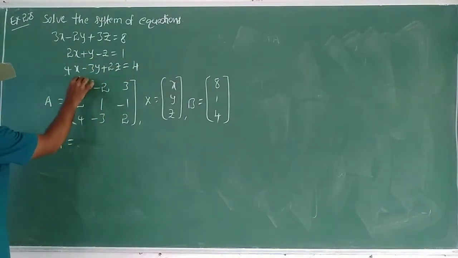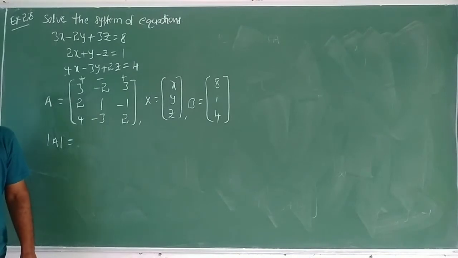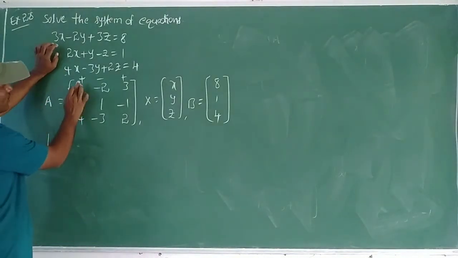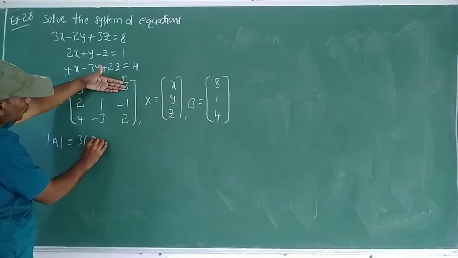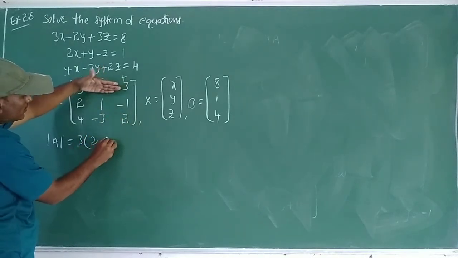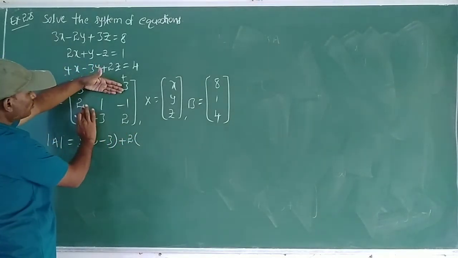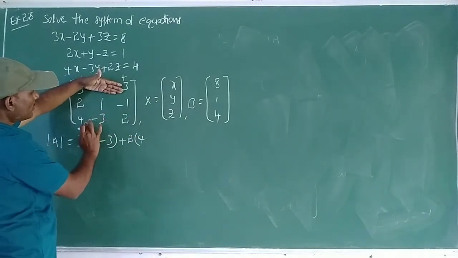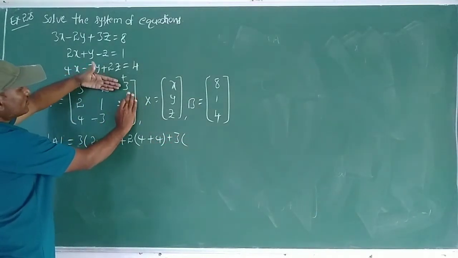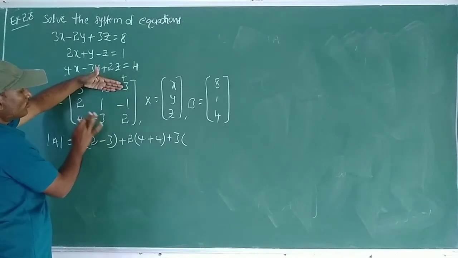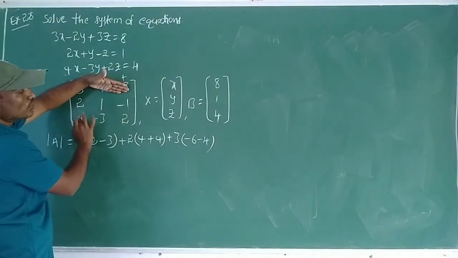Next, find out determinant A. Determinant A with alternate signs: plus, minus, plus. First row, first column closed: 1 into 2 is 2, minus into minus is plus, minus 3 gives minus 1. Next, first row, second column closed: 2 into 4, minus into minus plus, 1 into 4 is 4. Next, plus 3. First row, third column closed: 2 into minus 3 is minus 6, minus 4, minus 10. Minus 1 into 4 is minus 4.